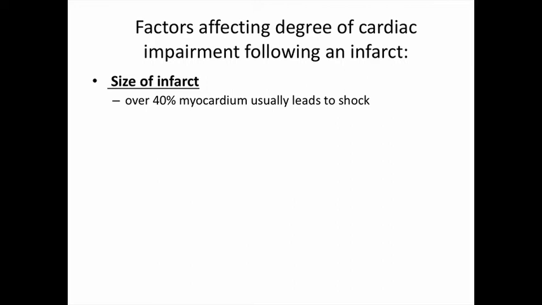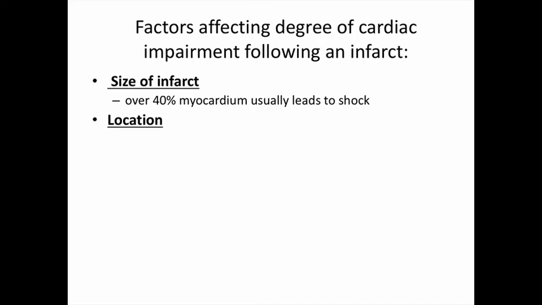So, the general rule of thumb is if more than 40% of the myocardium is damaged or gone as a result of infarct, that usually will lead to a condition called cardiogenic shock, and the odds of coming out of cardiogenic shock are really not good at all. And we'll talk about it later.